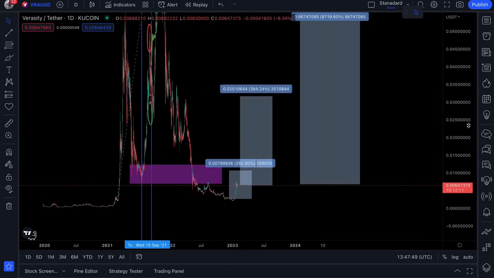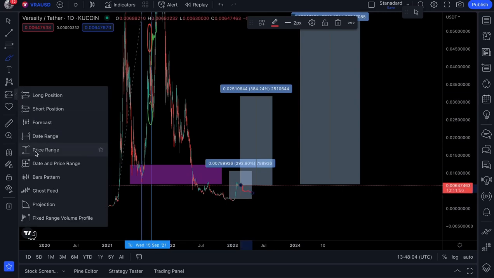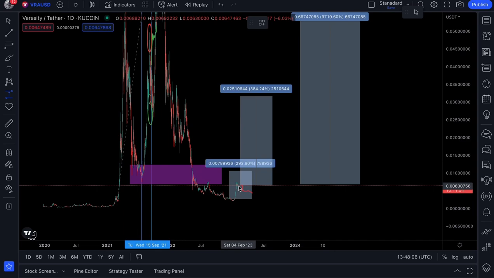But anyway, guys, let's get straight into the price action. So I would say, let's firstly start off with the negative. If we do see Bitcoin start to pull back, then maybe we could see Verasity pull back 10% from where it is now. So let me just measure out a 10% decline from where we are now.